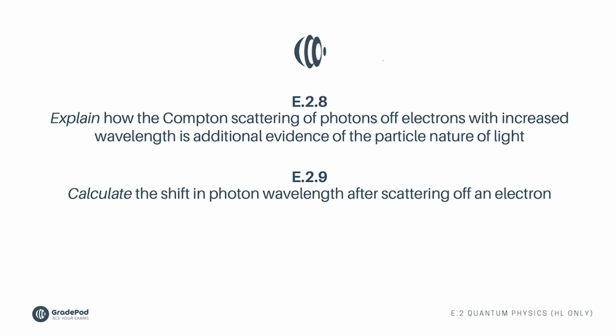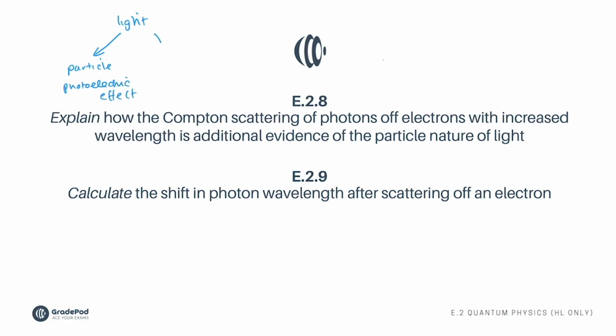We've reached the final part of this tutorial and it's back to light again. We previously proved that light had particle qualities using the photoelectric effect. And we know, of course, from even GCSE physics that it's got wave-like properties.